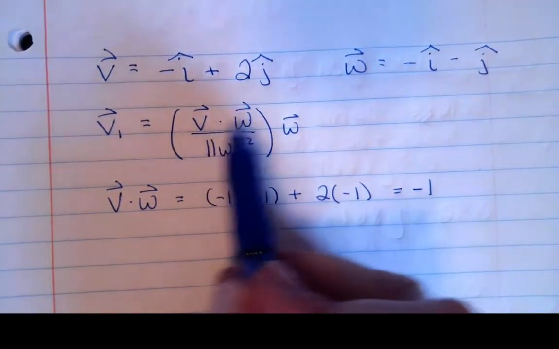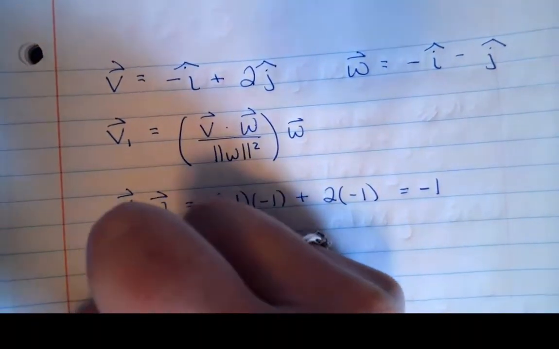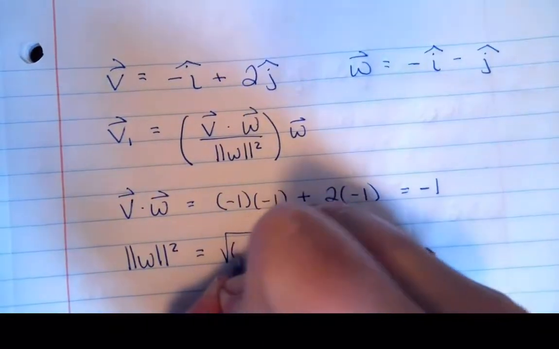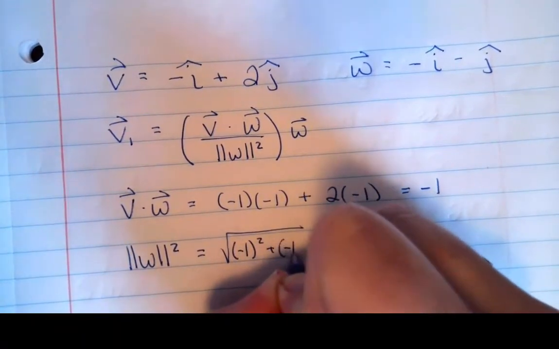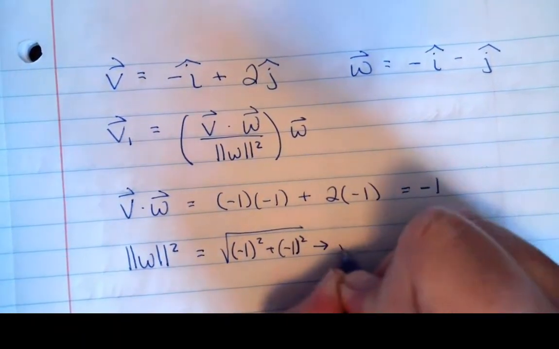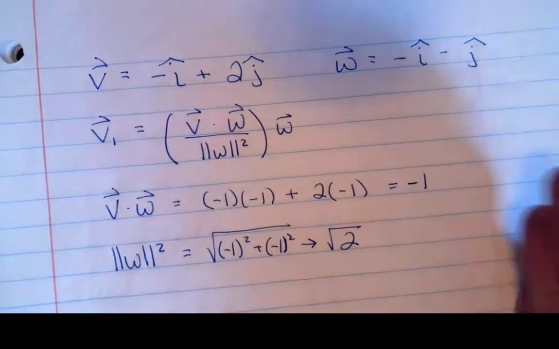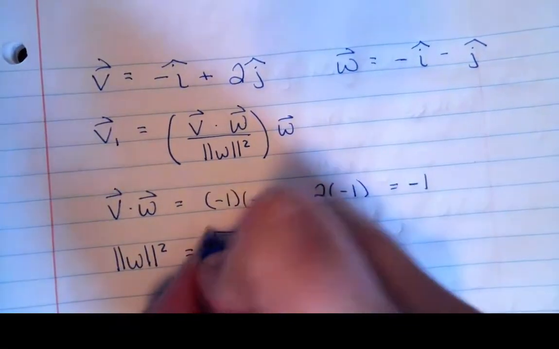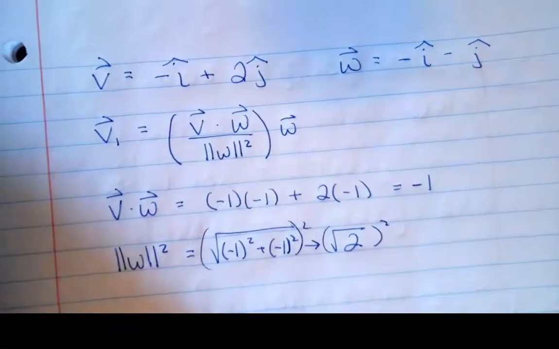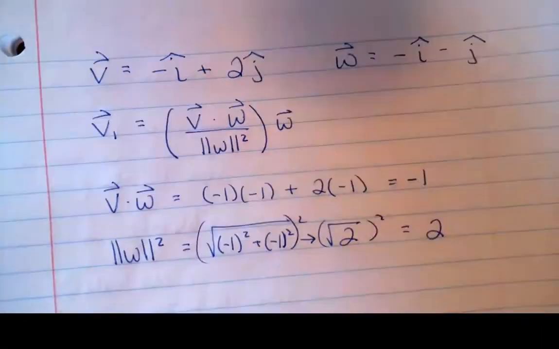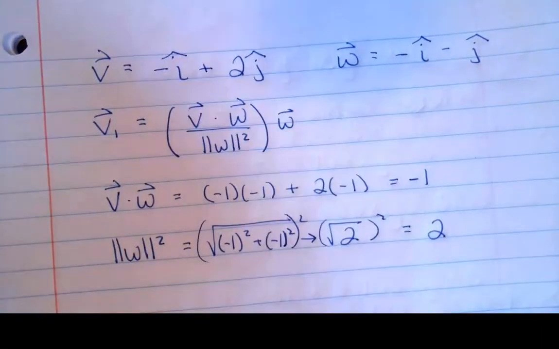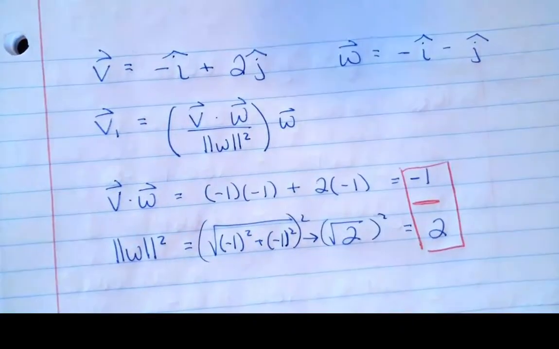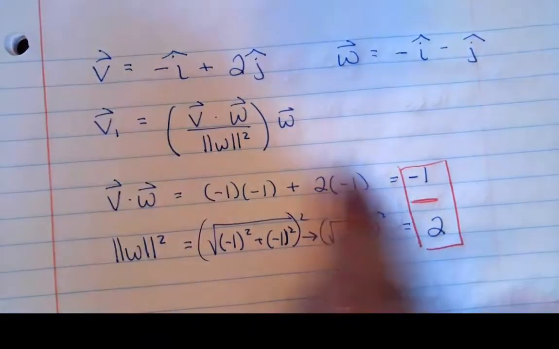All right, so I've got my dot product. Now I need to find the magnitude of w squared. So that's going to be negative 1 squared plus negative 1 squared, which gives me the square root of 2, but I need to square it. So this goes squared, and that goes squared, which means this is 2. So my scalar becomes negative 1/2.